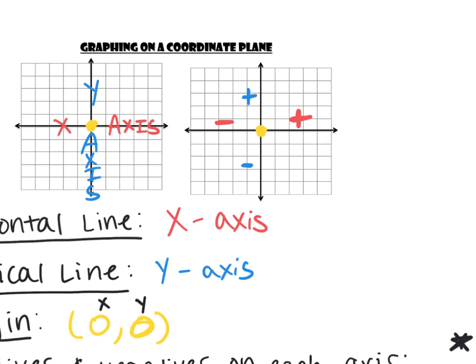So if I gave you a number that was like a positive x and a positive y, you would go to the right and then you would go up, because that's where your positives go. If it were a negative x and a positive y, you would go left and then up. Are y'all okay with all that? Okay, so that is all of this information.